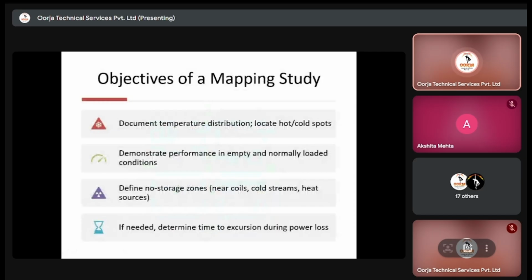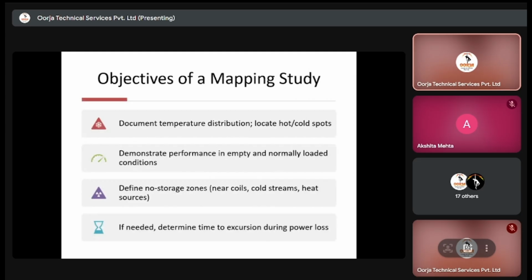Now comes the objective of the mapping study. Before you place a single sensor to record any temperature variation, you must be crystal clear in your mind about what your objective is. A successful mapping study is not just about collecting data, it's about answering specific questions.